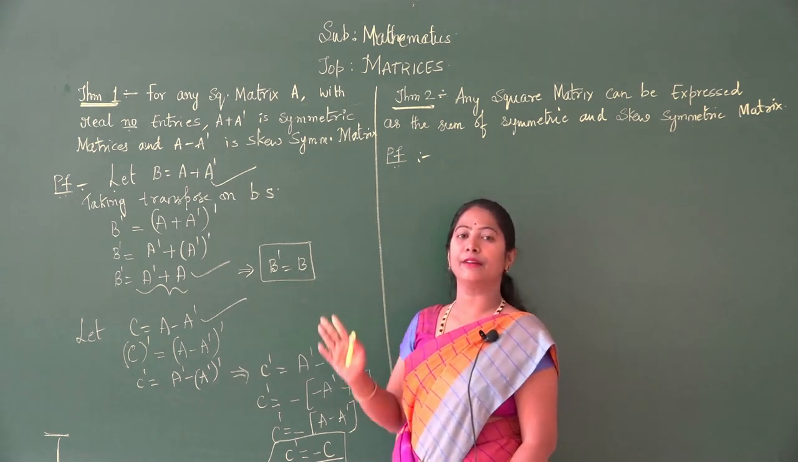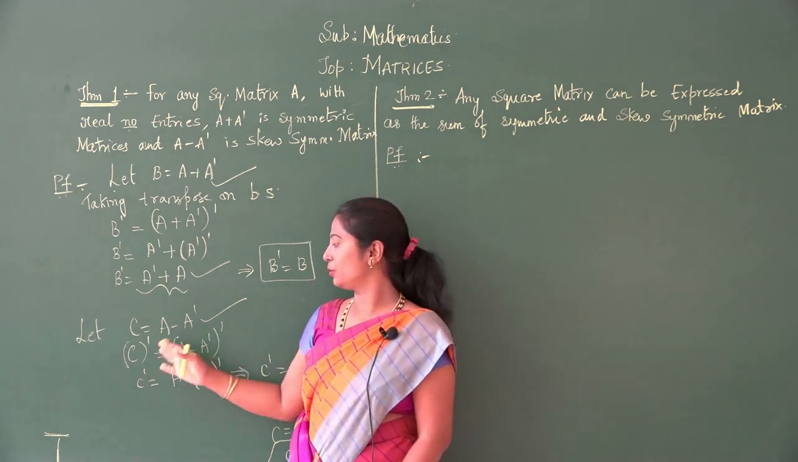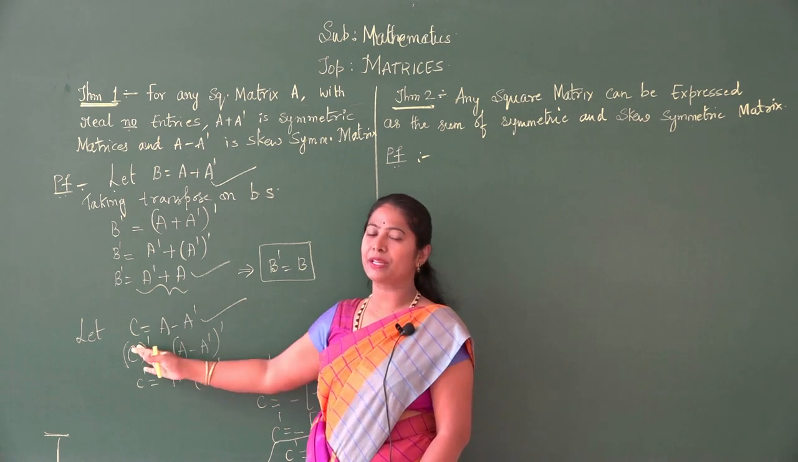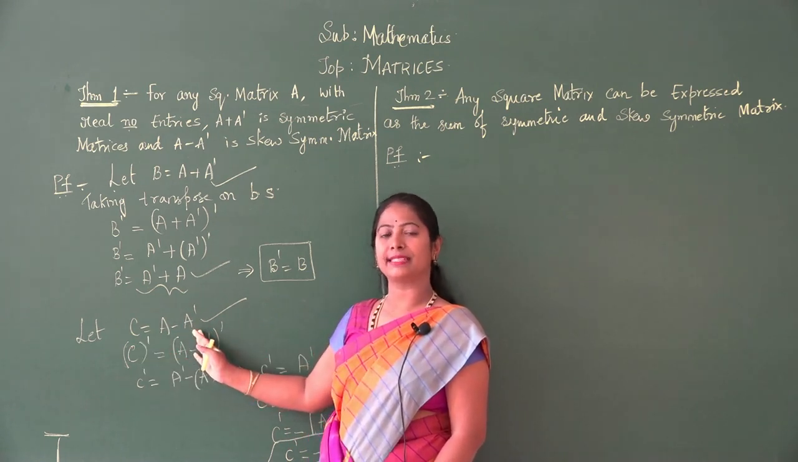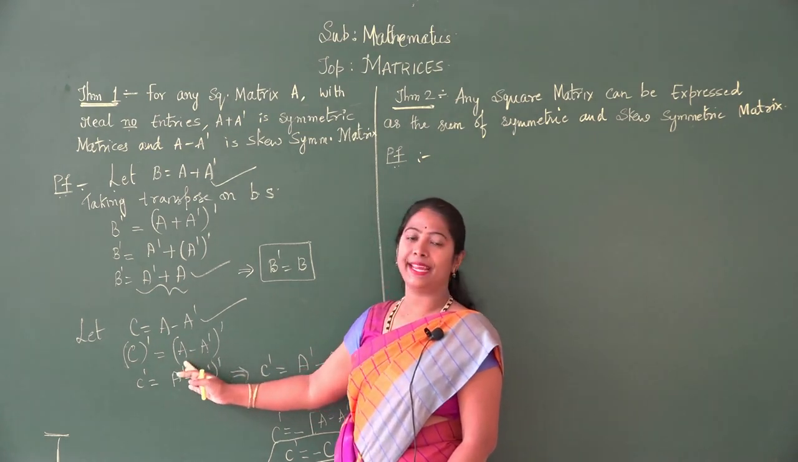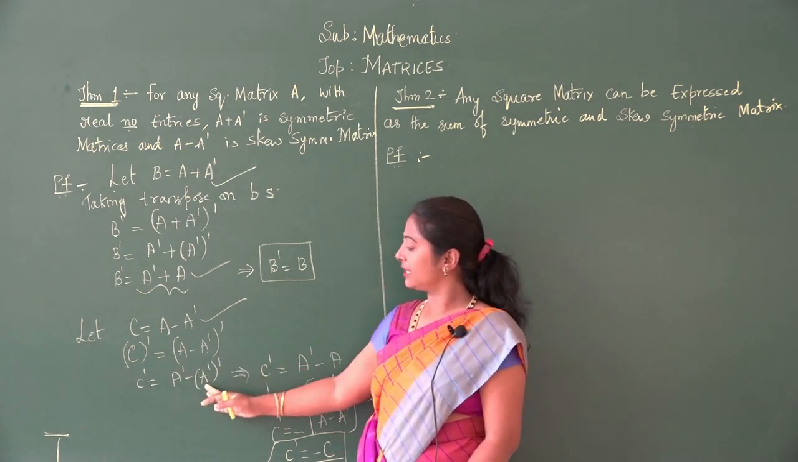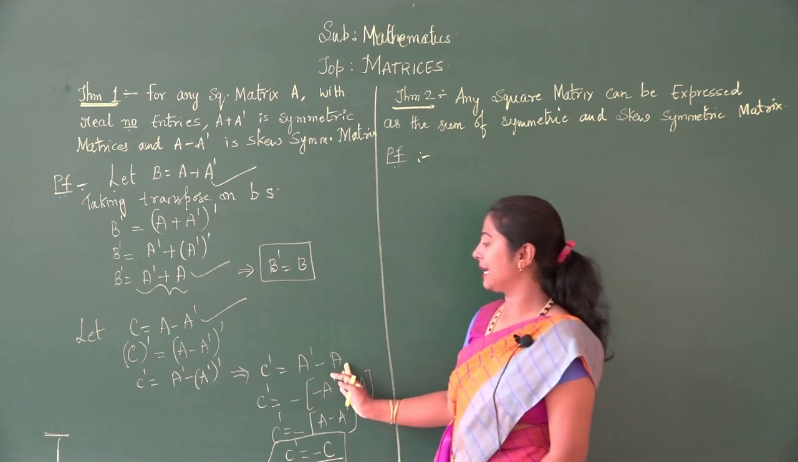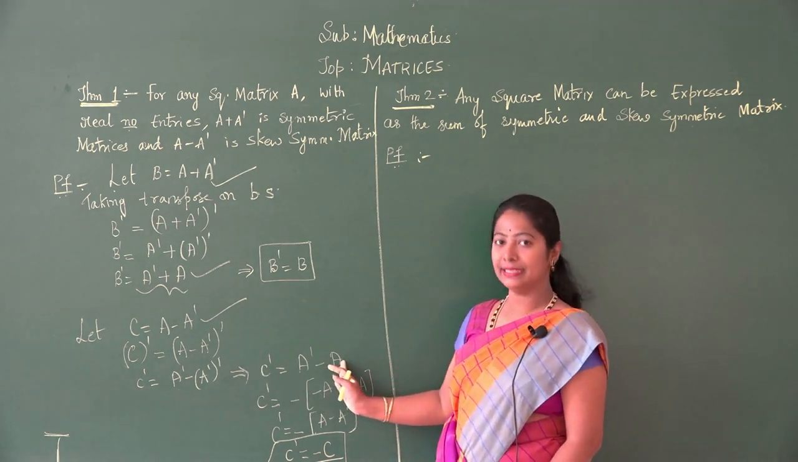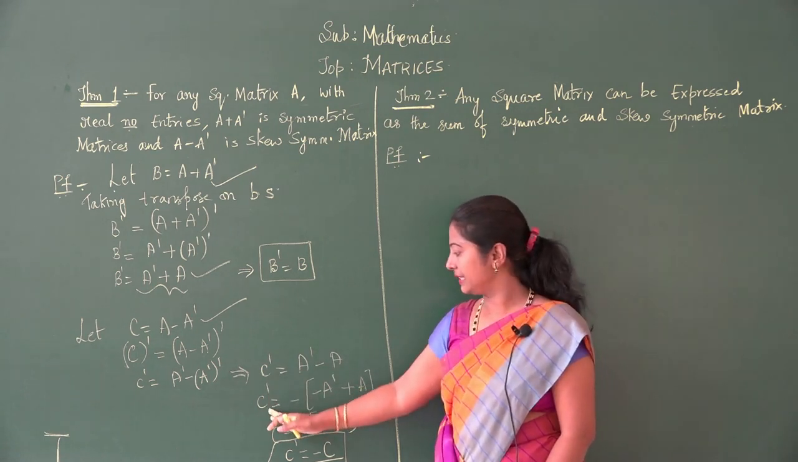Moving on to the second half of the theorem. Consider C to be A minus A dash. When you transpose on both the sides, C becomes C dash and this is (A minus A dash) the whole dash. So, transposing each term, A dash minus (A dash) the whole dash. (A dash) the whole dash can be written as A. So, we arrive at C dash is equal to A dash minus A.